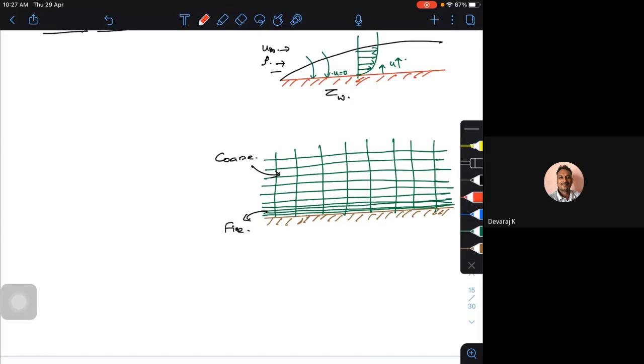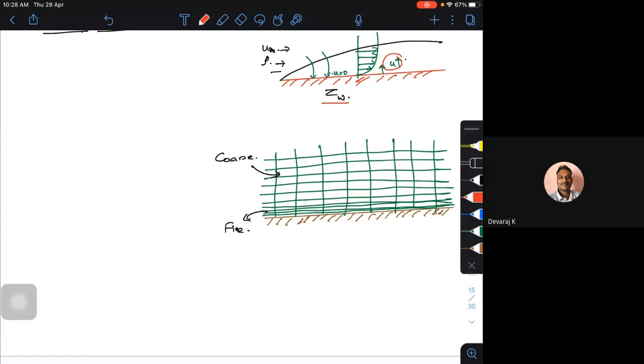Because I need to study the effect of this wall shear. Okay, I need to study the effect of this wall shear on your velocity u. So that's why it is called wall shear stress.